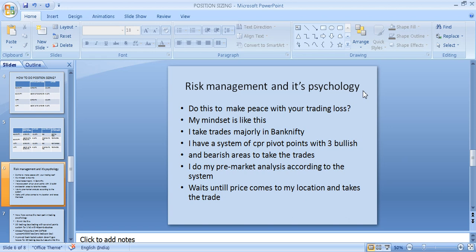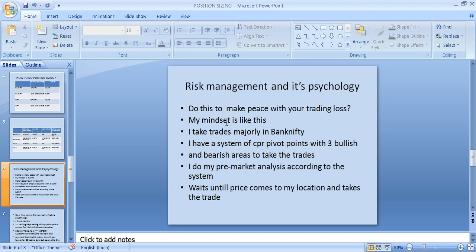What if I lose? Because any given trade, even among 100 good setups, could go wrong in the markets. So always keep this in mind. You have to cut your losing trades and run your profitable trades. This is called risk management, and risk management has its psychology. Do position sizing to make peace with your trading loss. Once you are comfortable with your losses, you are applying the right things at the right time in the markets.